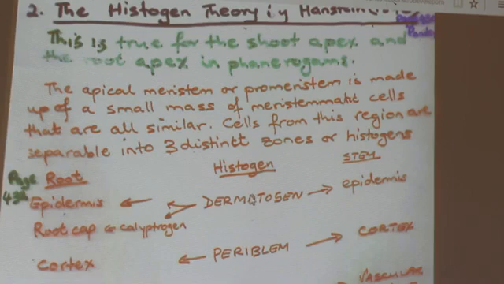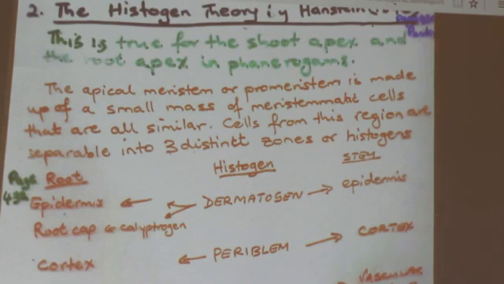The dermatogen in the stem will give us the epidermis, the periblem will give us the cortex, the plerome will give us the vascular system. And in the root, the dermatogen will give us the epidermis as well as the root cap or the calyptrogen. The rest are true, except please note, in the root, the vascular system is called the stele. In the stem, it is called the vascular bundles. The details of this are also given in your book here.